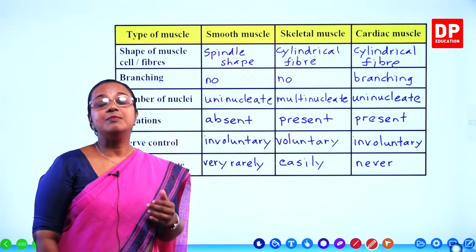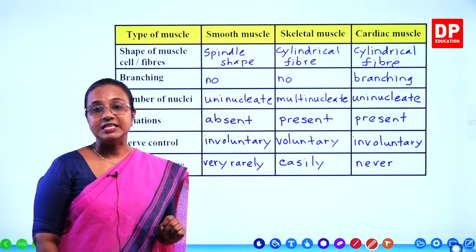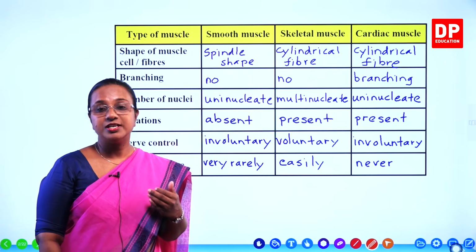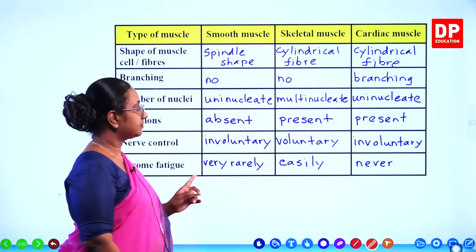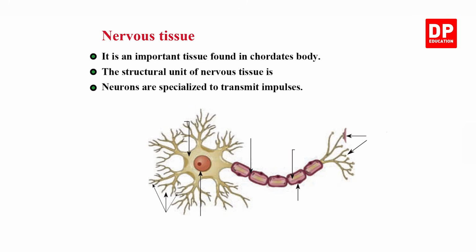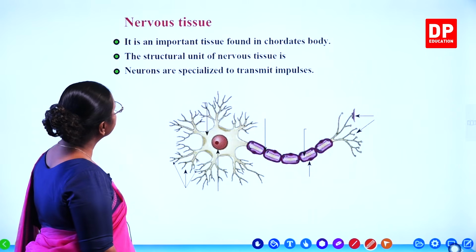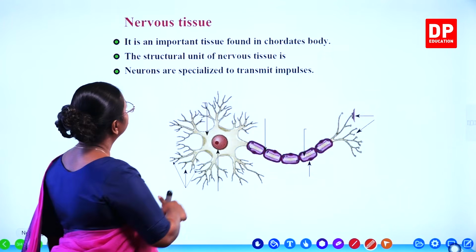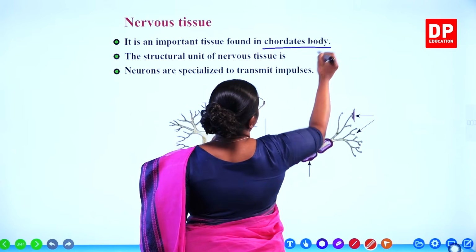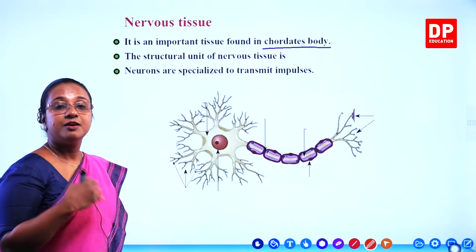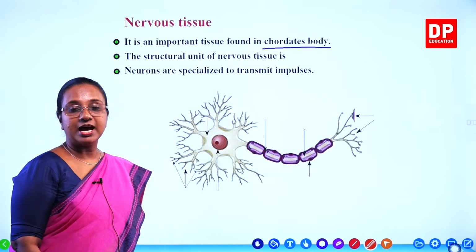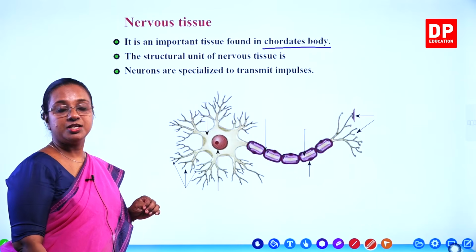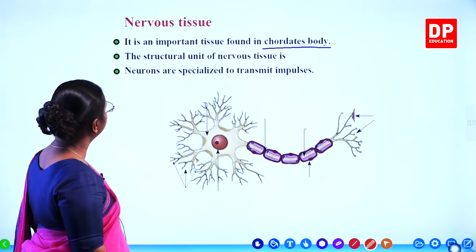So now we will move on to the fourth main type of tissue, the nerve tissue or nervous tissue. Nervous tissue. It is an important tissue found in chordate's body. So you have to remember this. Chordates are a type of animals. Vertebrates also belong to the type chordates. So here this is the fourth type of tissue present in animal body.